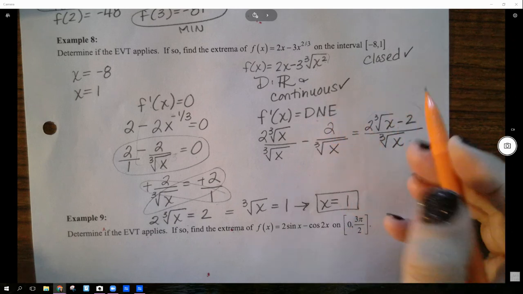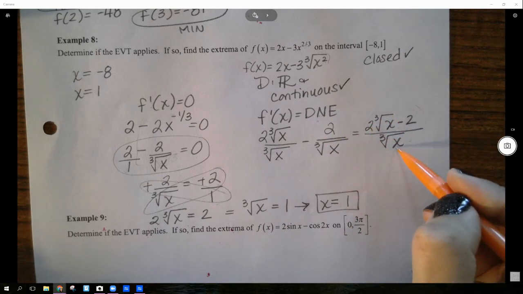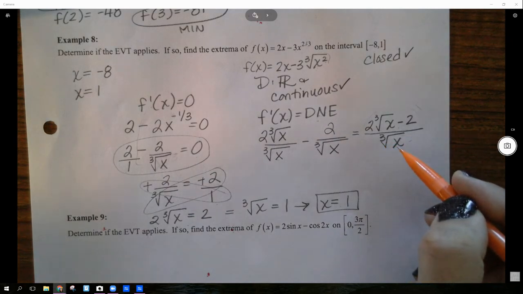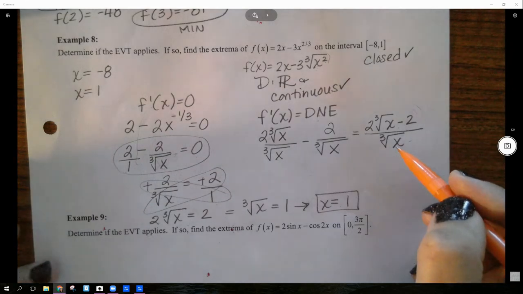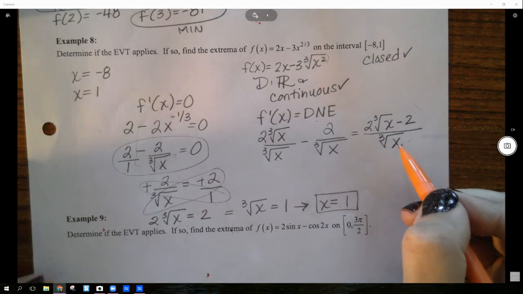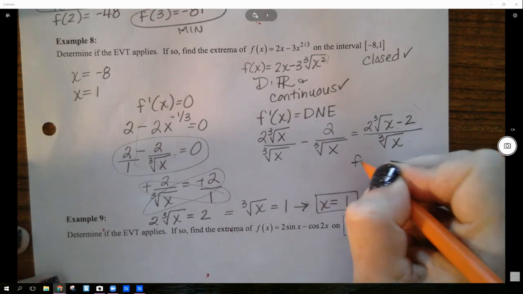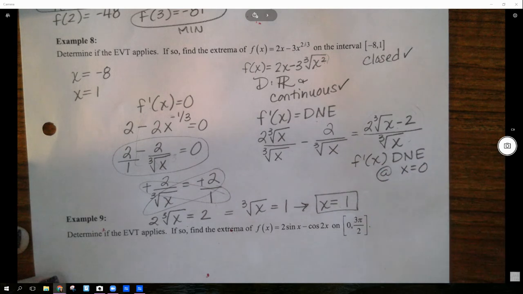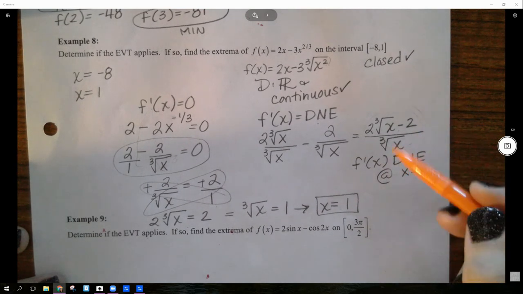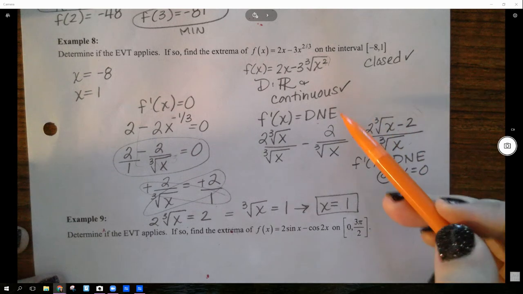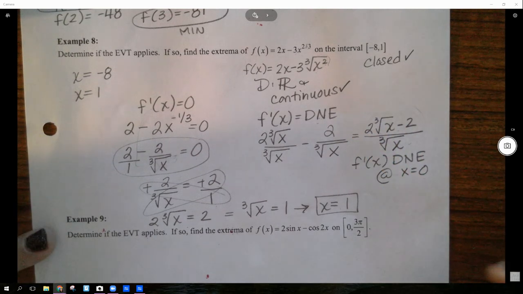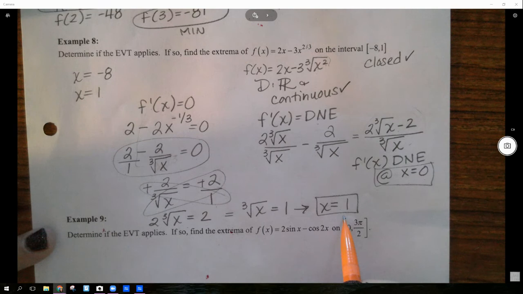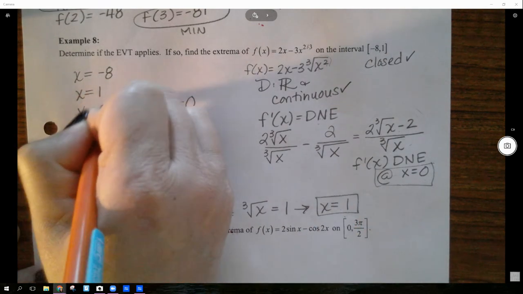Well, this doesn't exist when this fraction is undefined. So you have a cube root, so you can take the cube root of a negative number, no problem. But we can't have 0 in the denominator. That's what I'm getting at. So the derivative is not going to exist at x equals 0. If I plug 0 in here, then you're going to have an undefined fraction, and so therefore the derivative isn't going to exist. So you have critical values at -8, +1. I got the +1 down here, so I don't have to write that twice. And then x equals 0.